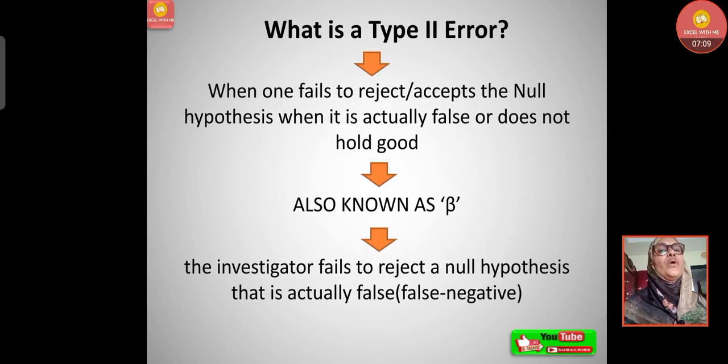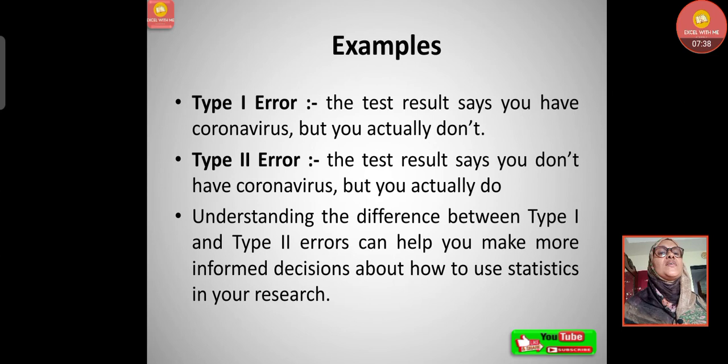Now, what is a type 2 error? When one fails to reject or accepts the null hypothesis when it is actually false or does not hold good. It is the reverse of type 1, that is, we are accepting the null hypothesis when it is false, also known as beta error. The investigator fails to reject a null hypothesis that is actually false, also called a false negative. So, let's see the examples here. Type 1 error, the test result says you have coronavirus, but you actually don't. Type 2 error, the test result says you don't have coronavirus, but actually you do.